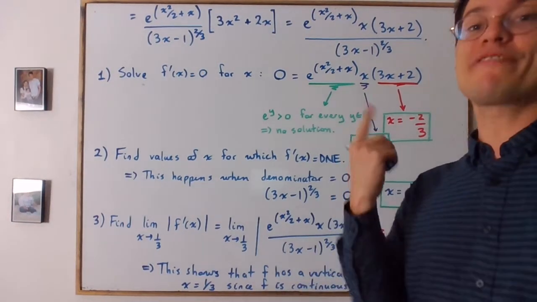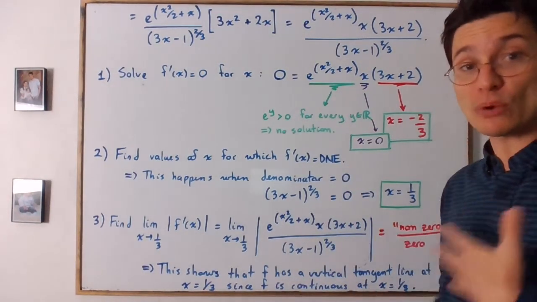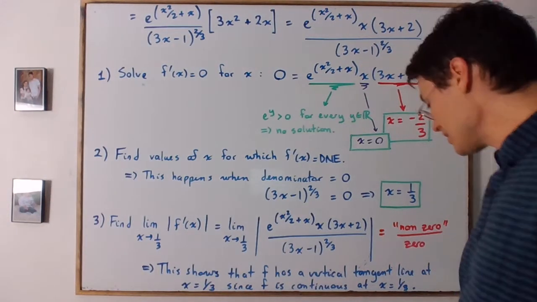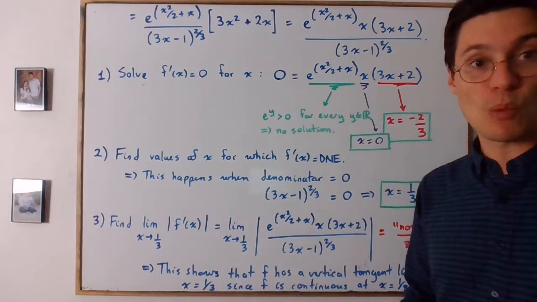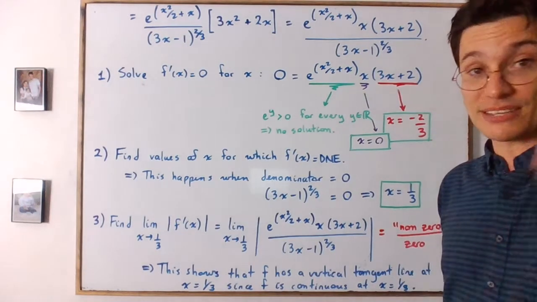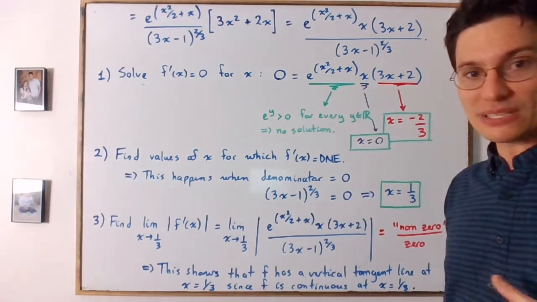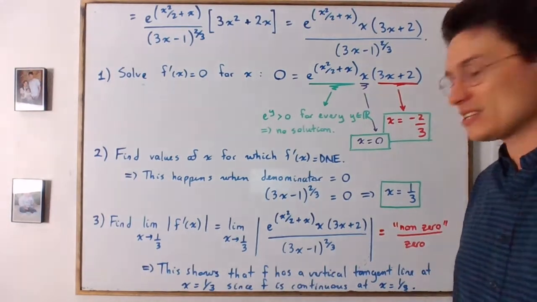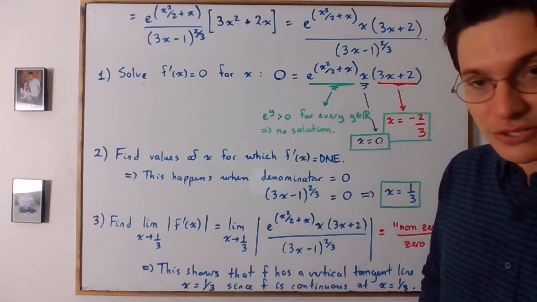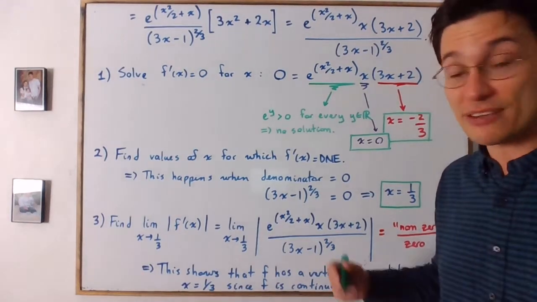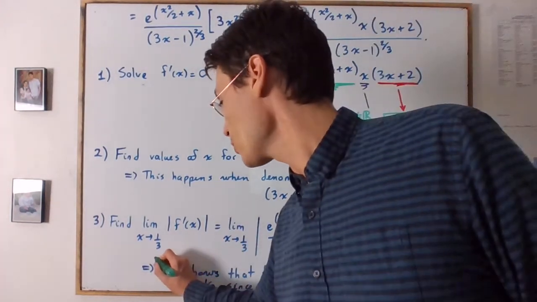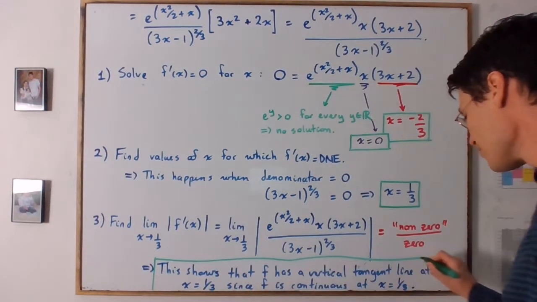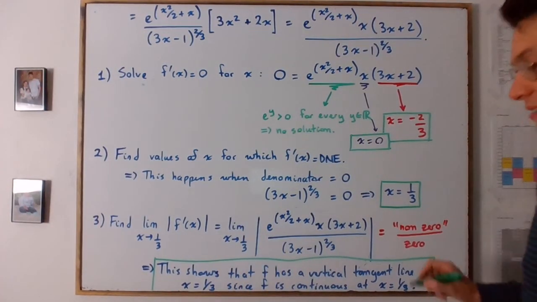If you go back to the very beginning when I wrote down the function, you will notice that if you take the limit as x approaches 1/3, which is easy, it's a direct substitution limit, you will see that this direct substitution works, which means that the function is continuous. But you do need to ensure that the function is continuous in order to be able to say that a non-zero over 0 here turned out to be a vertical tangent line.